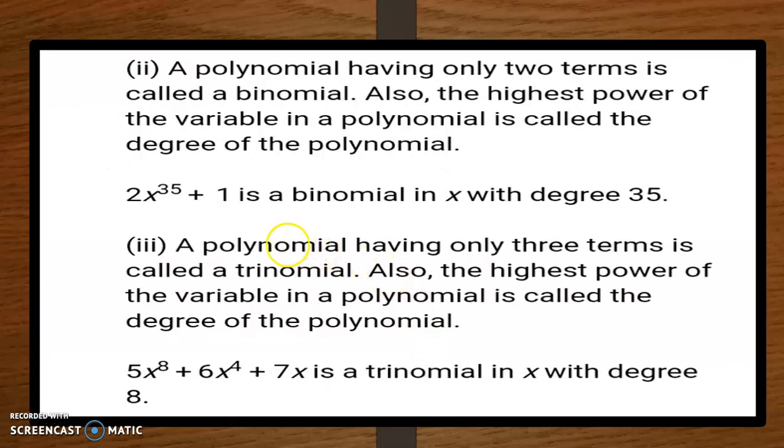Second one, you have to write a binomial with degree 35. So binomial means it has two terms. So 2x raised to 35 plus 1 is a binomial in x with degree 35. That is, highest index should be 35. Third one is you have to write a trinomial with degree 8. So 5x raised to 8 plus 6x raised to 4 plus 7x. Three terms, so it is a trinomial. The highest index is 8, so degree is 8.